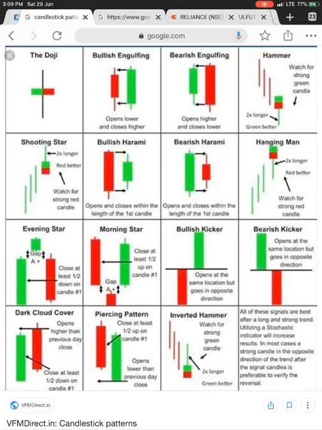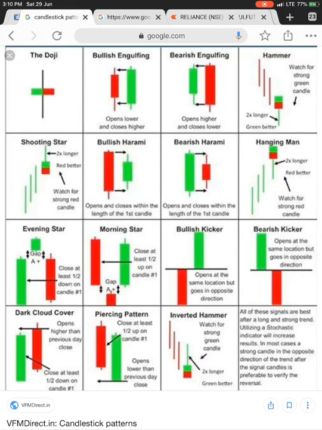The hanging man. Hanging man is almost like a hammer which has formed at the top or at the end of the bullish movement. So how to identify this? Once again, same as a hammer, it has a leg or hair 2 times longer compared with the body. The body may be red or green. It doesn't matter.